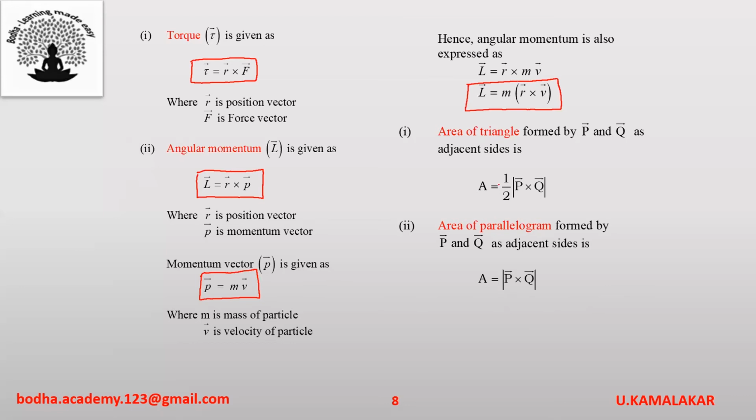Area of triangle formed by P bar and Q bar as adjacent sides is A equals half into modulus of P bar cross Q bar. Area of parallelogram formed by P bar and Q bar as adjacent sides is A equals modulus of P bar cross Q bar.